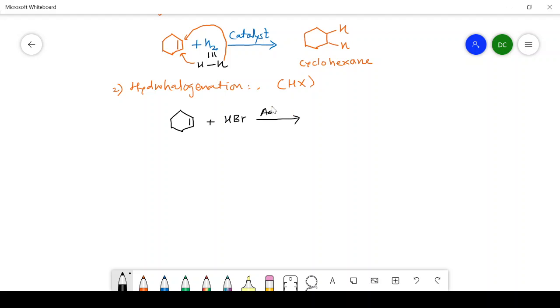And after addition what will happen? Look here, this hydrogen adds at this carbon, whereas Br is going to add to this carbon, and we will get hydrogen here and Br here. Therefore, the corresponding halocycloalkane is obtained. Here the name is bromocyclohexane.